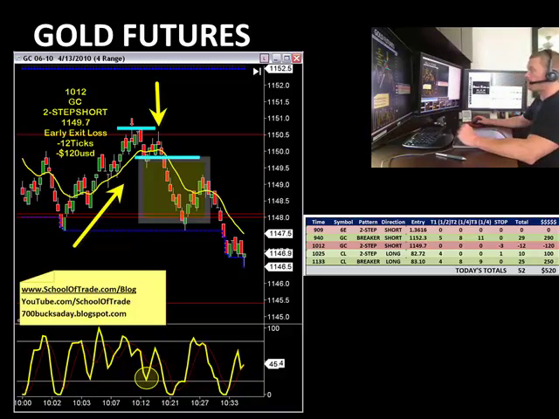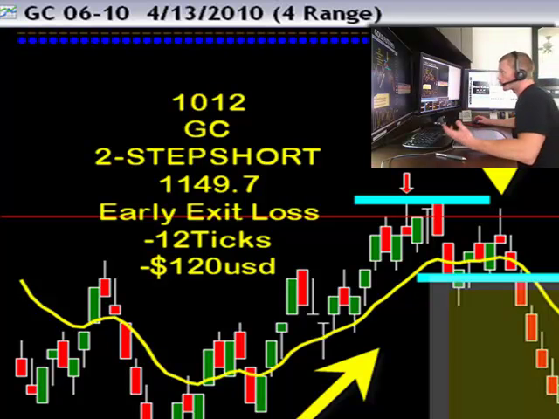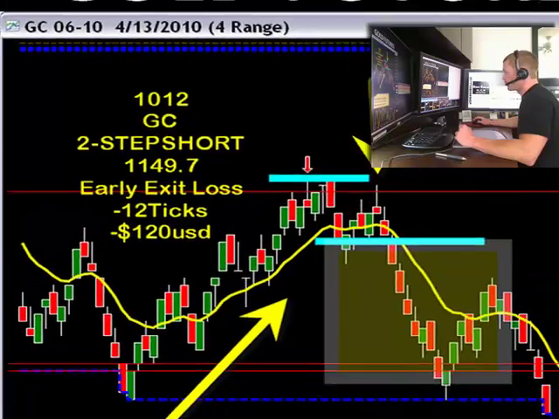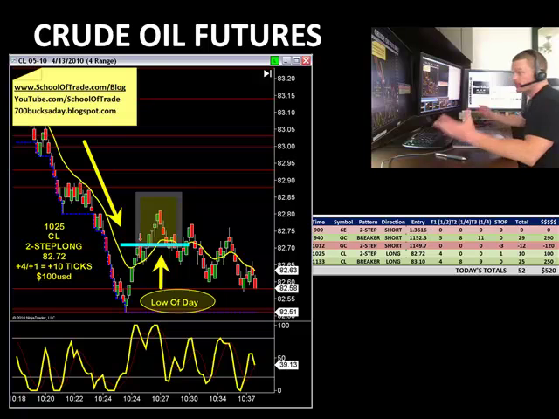Early exit loss from 49.7 here, just after 10 o'clock. Minus 12 ticks. That's a -3 times 4 contracts. -12 total, or 120 USD for our third trade of the morning. So at this point, we were pretty much flat as of about 10 o'clock, and we thought maybe this day may come to an end here without us making much money today.